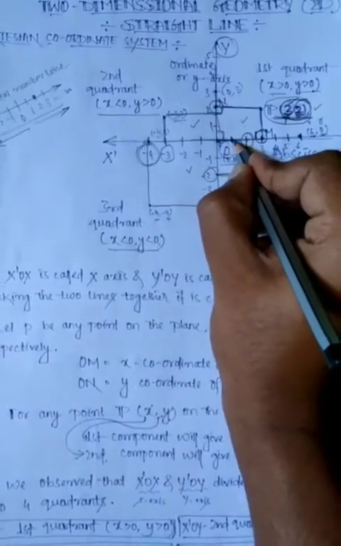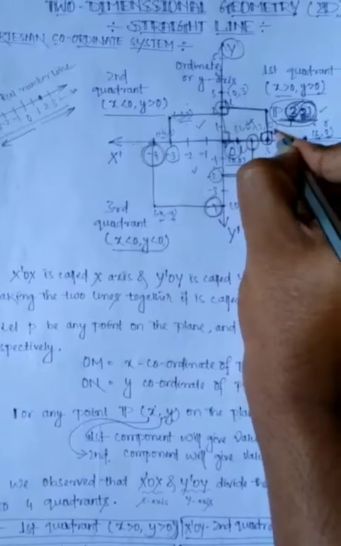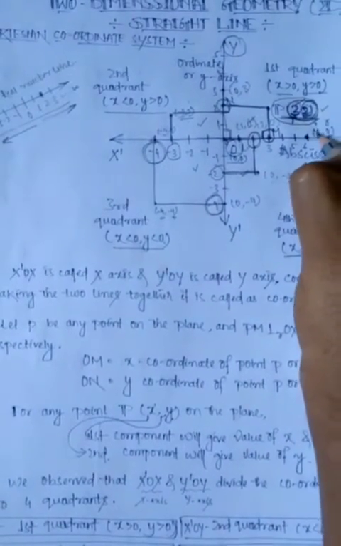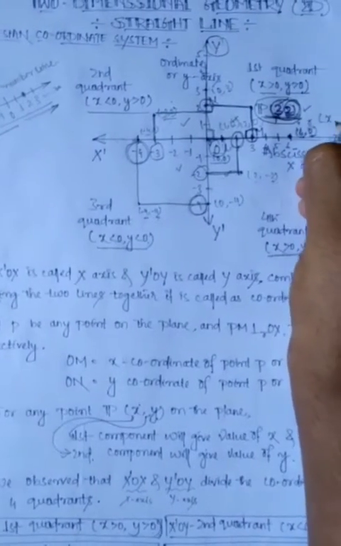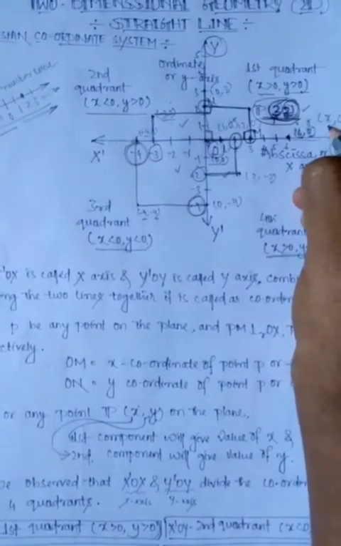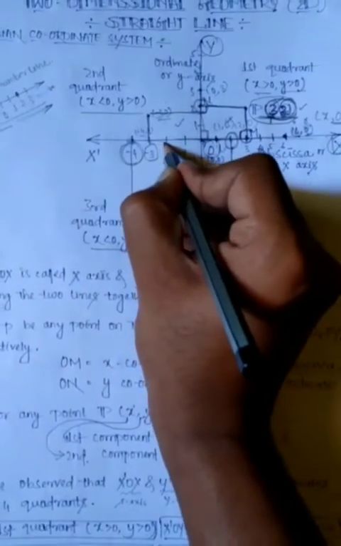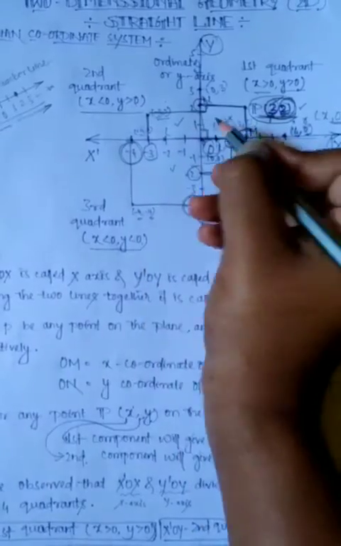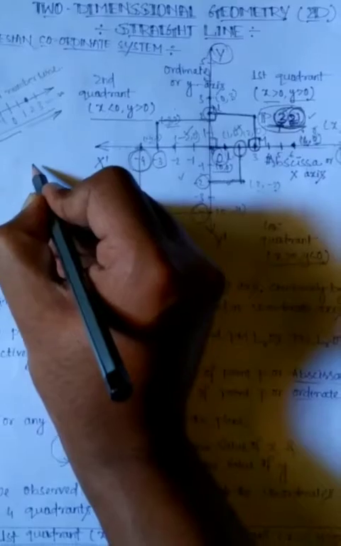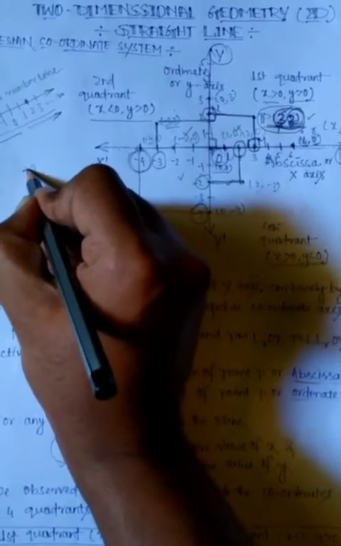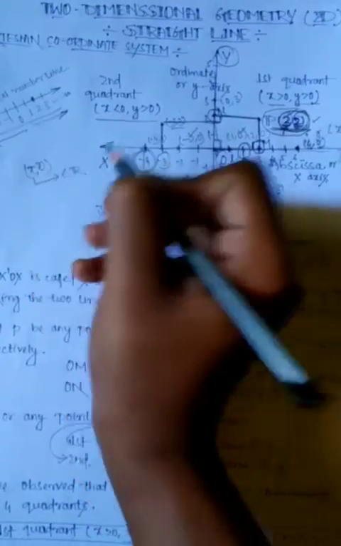Here, this is the point 1, 0. This is the point 2, 0, and this will be the point 6, 0, and so on. Every point on the x-axis will be of the form x, 0. That means the y coordinate is 0 for every point. Here also you can see, this is the point minus 2, 0. So any point on the x-axis is of the form x, 0, and x belongs to the real numbers.